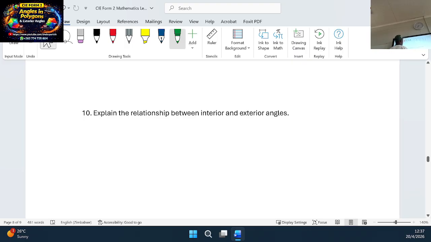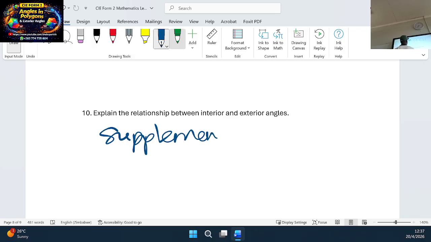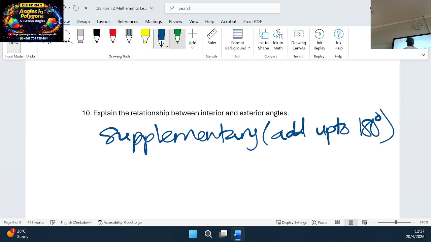Explain the relationship between interior and exterior angles. So these are supplementary. What do we mean by supplementary? In essence, we are saying they add up to 180 degrees.